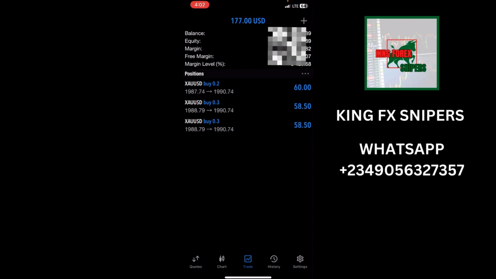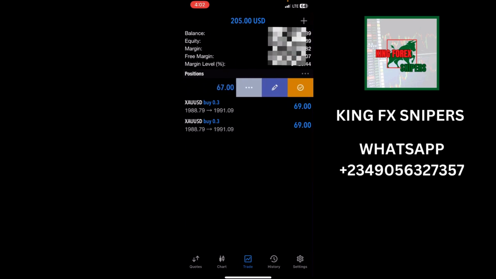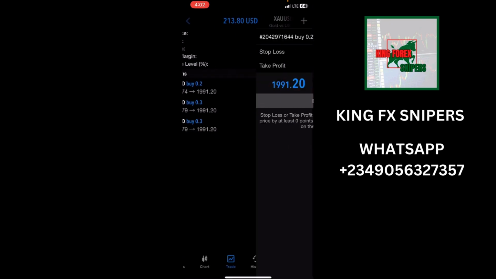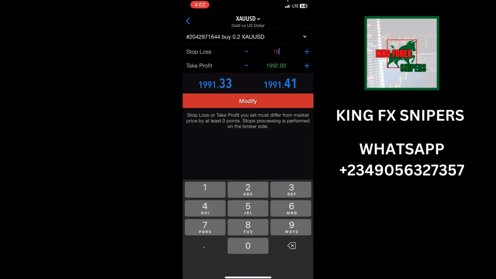So if I want to break even now, I come here, the entry price, this thing on the left side is the entry price. Now my entry price is 1987.74. So I'm going to take my entry price. I'm going to click on the pencil button, or I click here, then go to modify position. Then I put my stop loss as my entry price, that's 1987.74. Now this is how to take break even, and you click on modify.